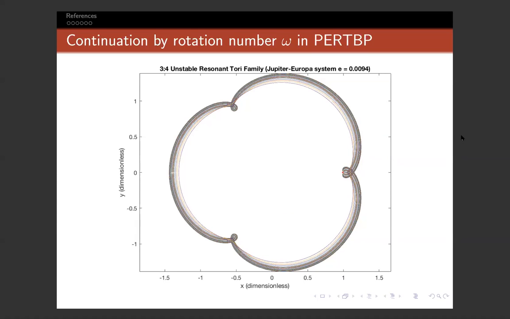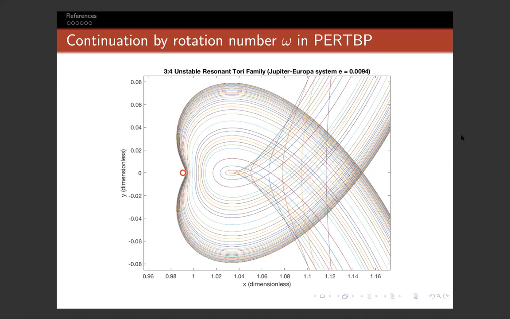And then here, instead of continuing by eccentricity, we fix the eccentricity to the physical value of the Jupiter Europa system, 0.0094. And then we continue by rotation number to get a family of tori. You can see a lot of tori zoomed out here. And now zooming in, you can see again that we have lots of tori. In fact, we were able to use our method to continue them to this little red circle on the left, which is Europa, which of course is a singularity of the equations of motion. So we were able to successfully use this method to compute many tori.